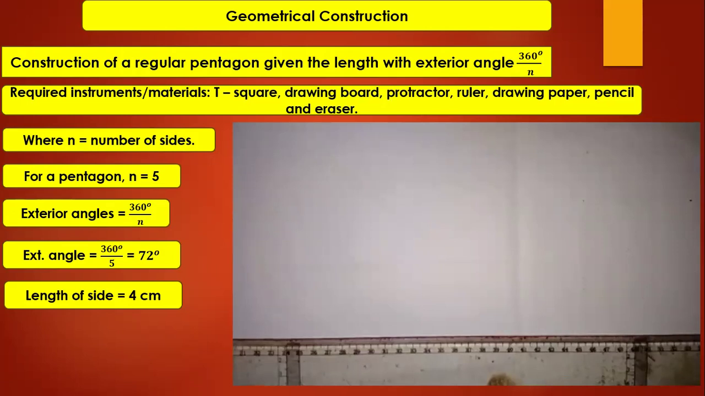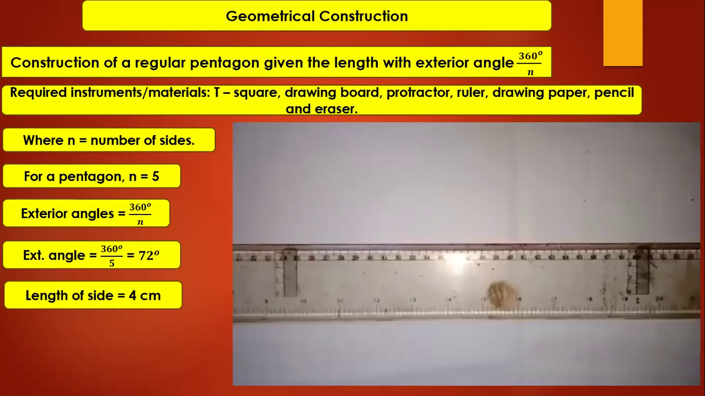Okay, so we are constructing a 5-sided polygon, a pentagon, and the length of the pentagon, as you see on the screen, is 4 centimeters, and the exterior angle given to us is 72 degrees. So we are making use of our protractor with a pen, and also this square and drawing paper to do this work. So let's see how you can construct a pentagon with length 4 centimeters and exterior angle 72 degrees.